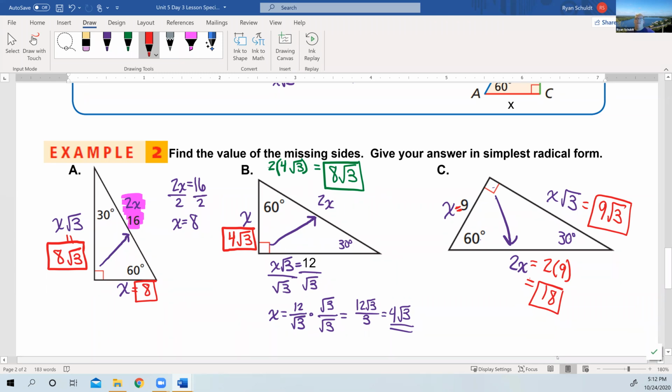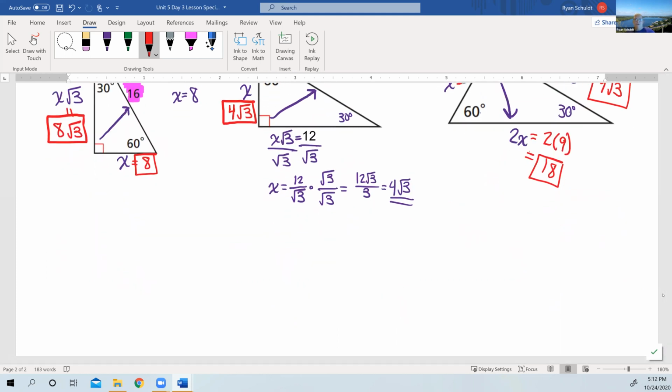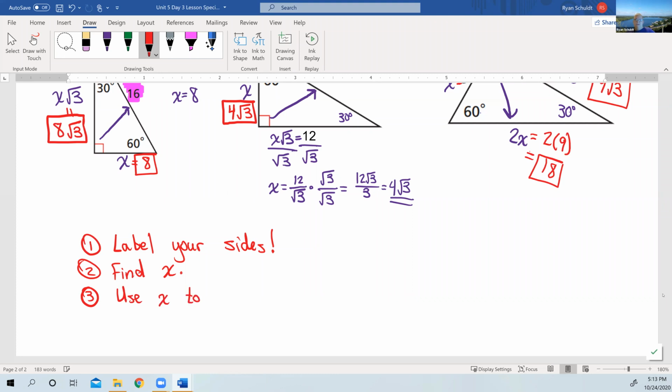Special right triangles, it takes a little bit to get the hang of it. But if you label your sides like we started every time, label your sides. I'll put it down here in red. Step 1, label your sides. Step 2, find X. And step 3, use X to find all sides.